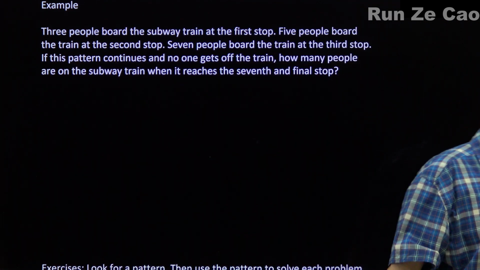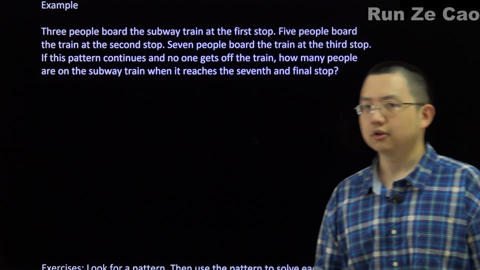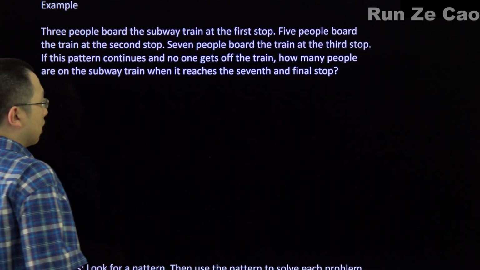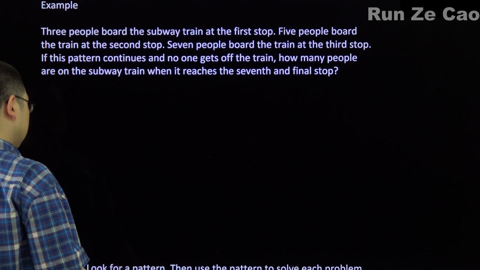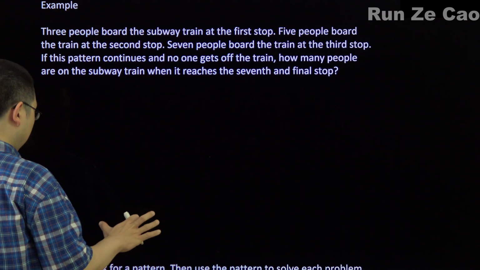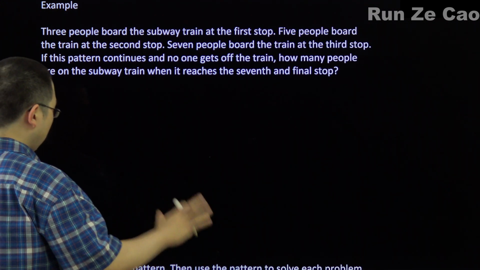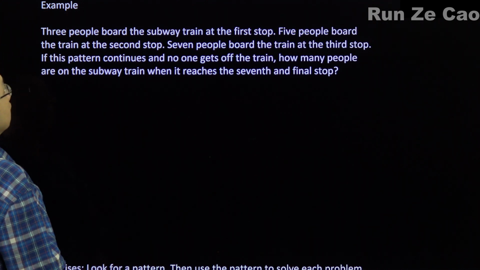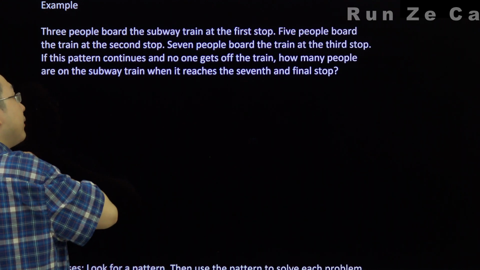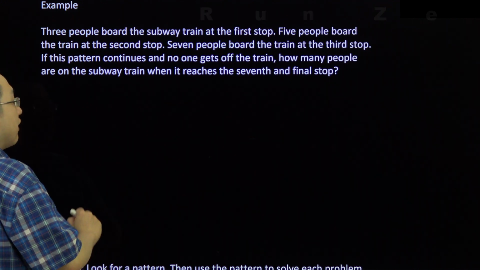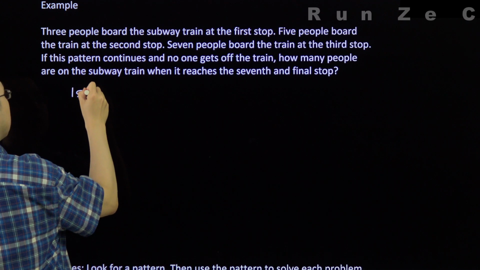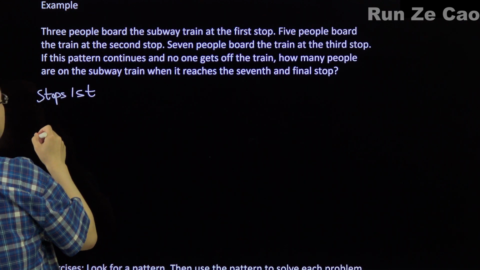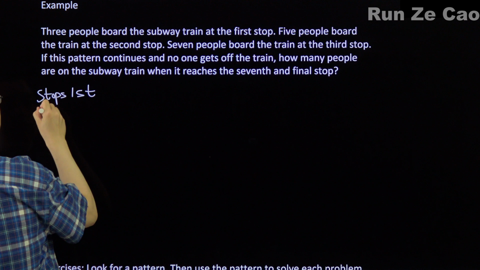No, this is not odd prime numbers. Okay, that's just trolling. This is just odd numbers. Occam's razor says the simplest explanation that accounts for all the variables is probably correct. Is the most likely. So, how many people are on the subway train when it reaches the 7th and final stop? Well, first, so this is the stops. And no one gets off the train, so boarders.